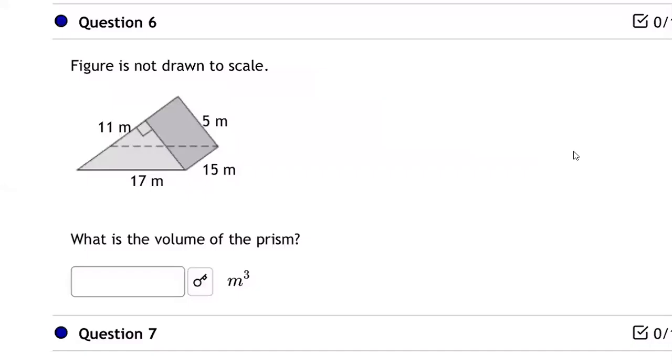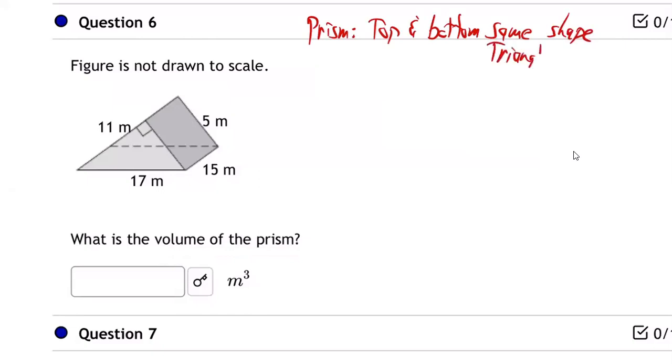Okay, so for this one, we're trying to find the volume of the prism. It is a prism. Why is it a prism? It's a prism because the top and the bottom, well, in this case, the sides, but same basic idea. Top and the bottom are the same shape, meaning a triangle. What am I talking about? Well, this right here is a triangle, as you certainly know.